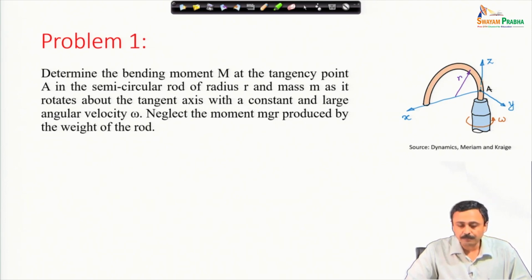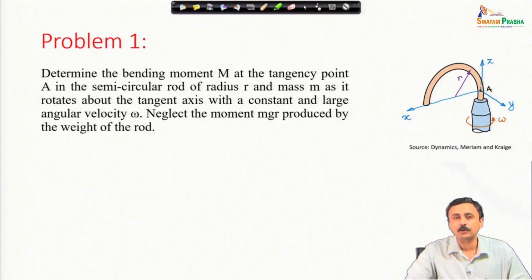It says, determine the bending moment M at the tangency point A in the semicircular rod of radius r and mass m as it rotates about the tangent axis with a constant and large angular velocity omega. Neglect the moment mgr produced by the weight of the rod.